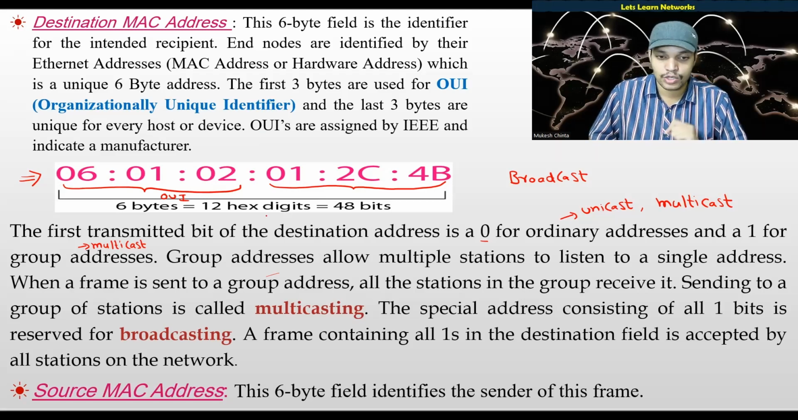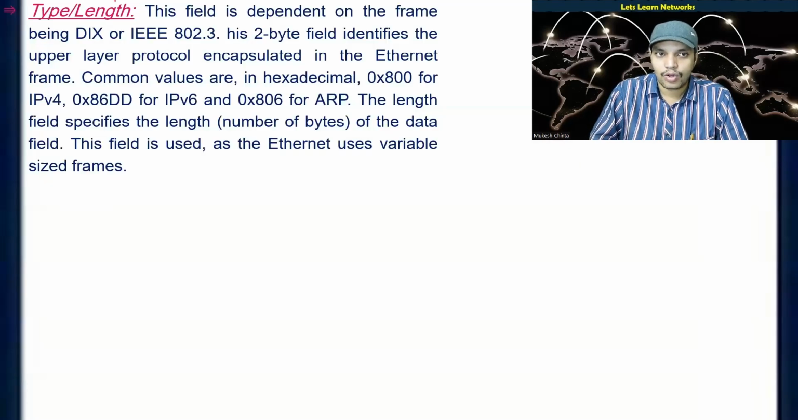And the next one is the source MAC address, which tells you the source of this particular frame, or who is the sender of this particular frame. Okay. Next, now we have two fields. Of course, both of them are 2 bytes. One of them is called the type field. The other one is the length field.